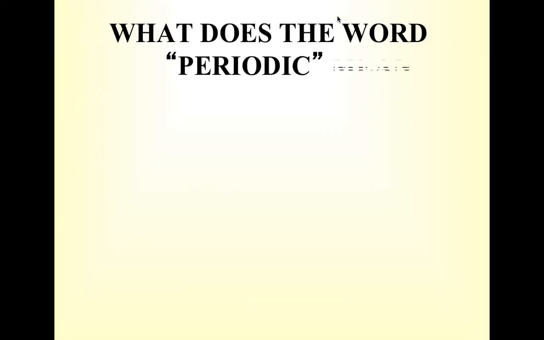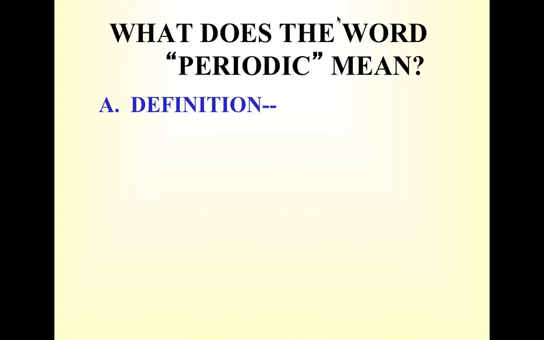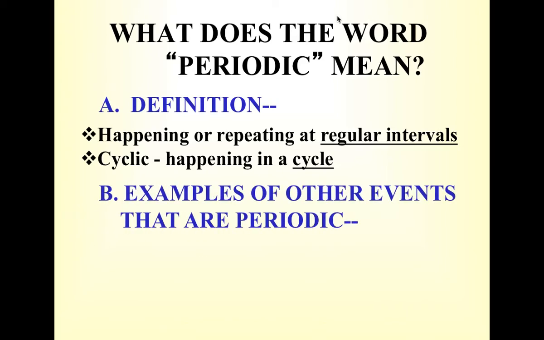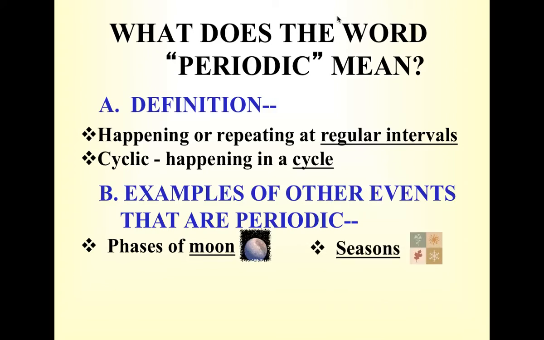So, before we get started, let's talk exactly about what the word periodic means. The word periodic means basically that something happens or repeats at regular intervals. We can even think of it as cyclic, in other words, happening in a cycle. Some examples of other things that are periodic include the phases of the moon, the seasons, and tides. All of these happen within a regular cycle, in other words, that we can actually make predictions based on.